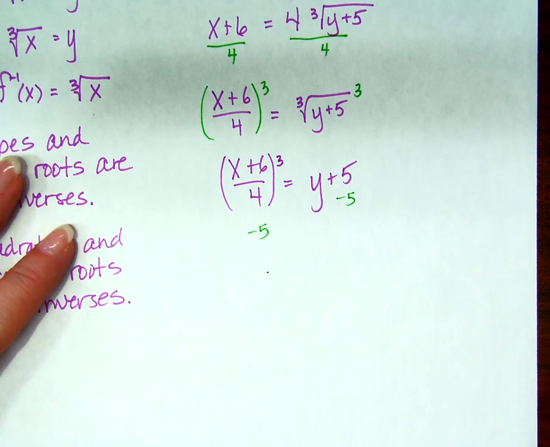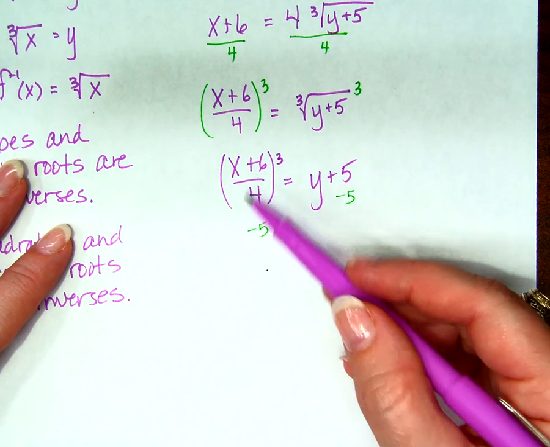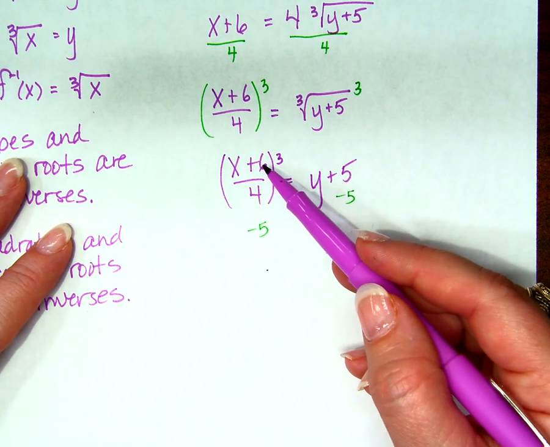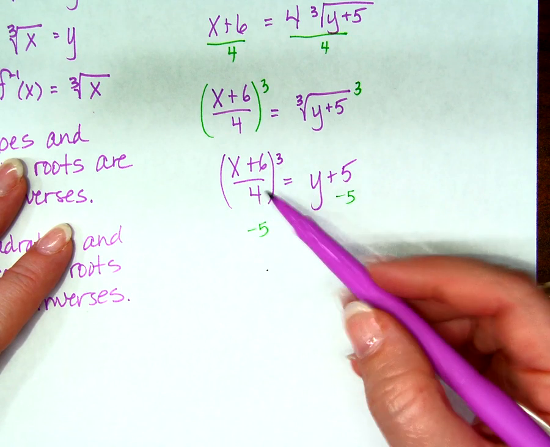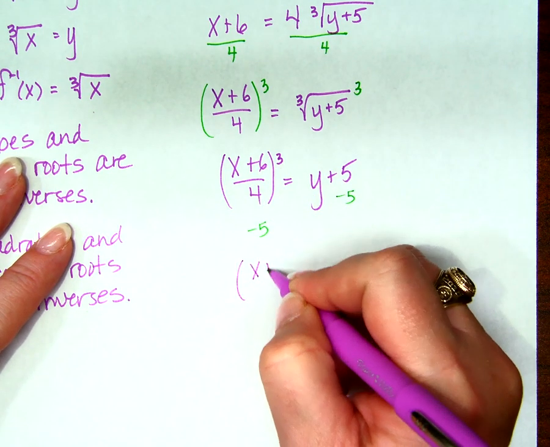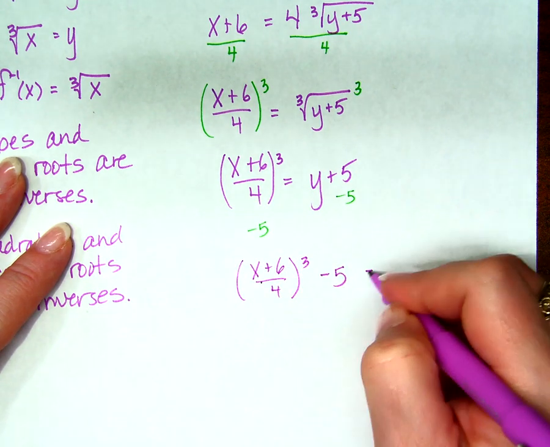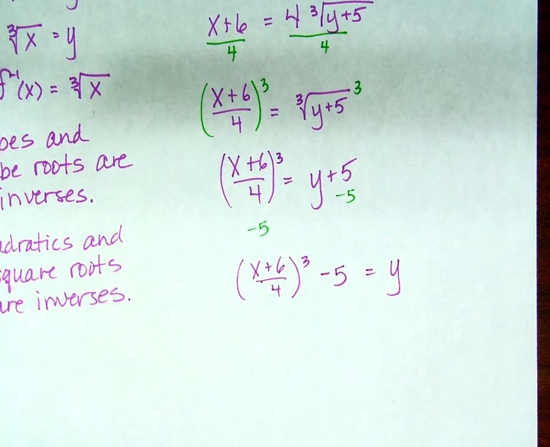Guys, what am I subtracting 5 from over here? Oh, all of it? So I don't subtract 5 from 6 or 4? I have (x + 6)/4 cubed and then minus 5. Does that make sense?